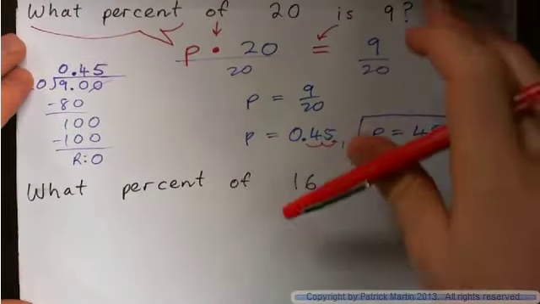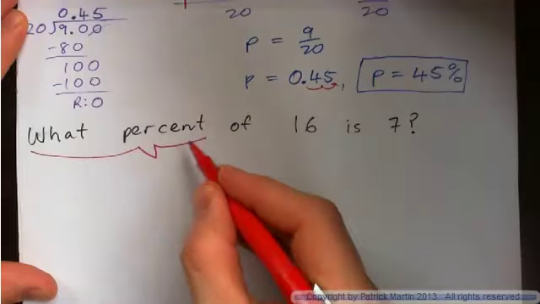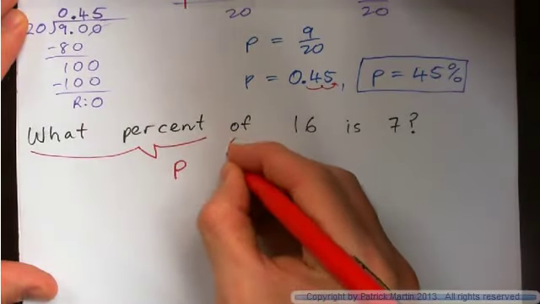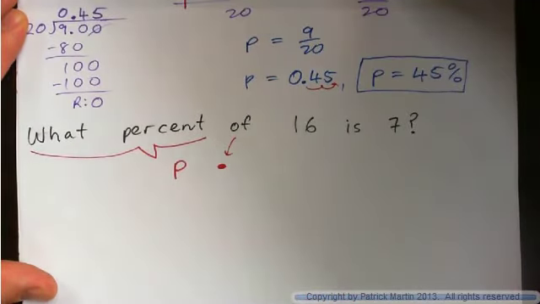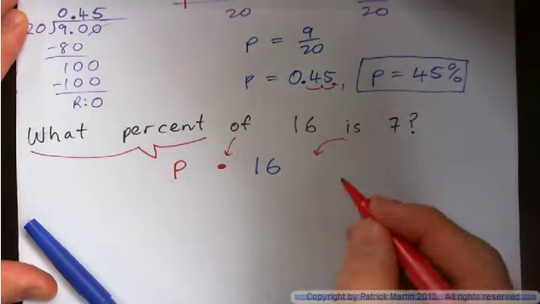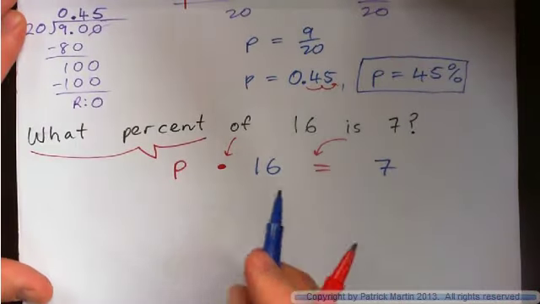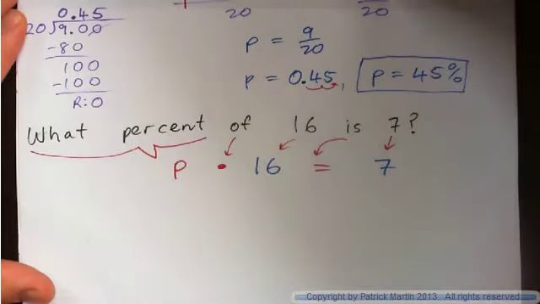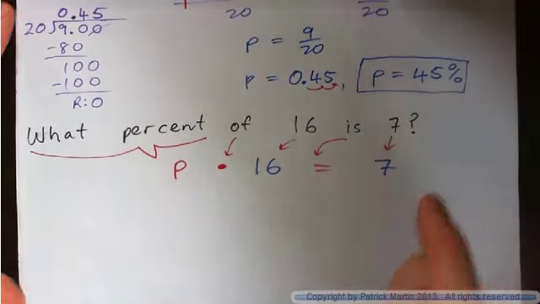Okay, I'll try it now. What percent is what we don't know? I'll call it P. Of means multiply. P multiplied by 16 equals 7, right? So 16 goes here, the 7 goes here. So what percent P of 16 is 7.